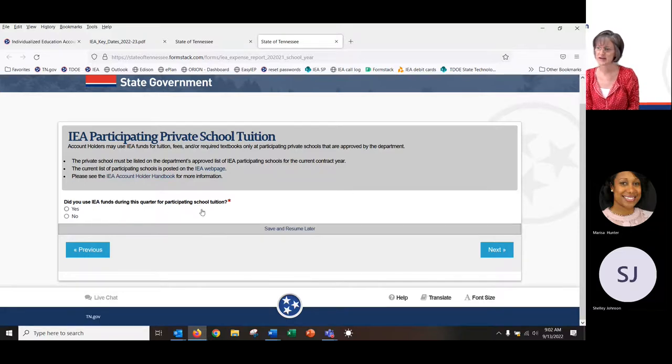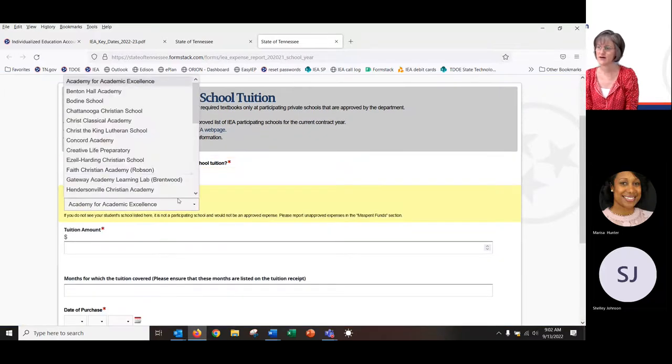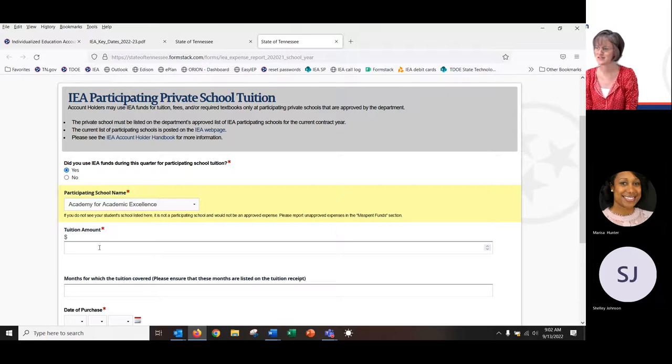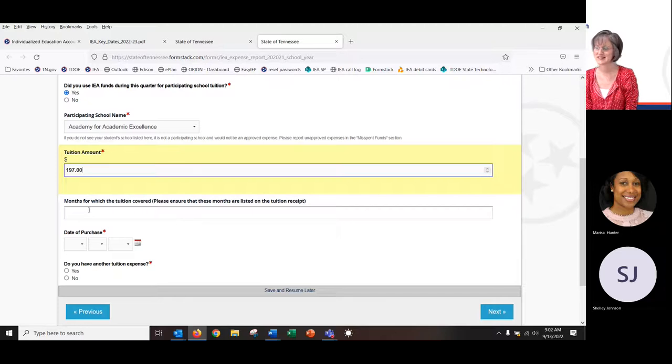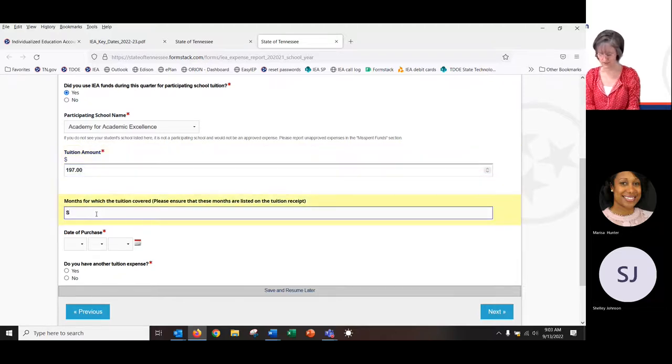So the first one is, did you spend money on tuition at a participating school? If your child goes to a school that IEA funds can't be used for, that's not what it's talking about. It's talking about whether you spent money at one of the participating schools with the IEA program. So I'm going to say yes, I did. You have a drop-down menu of all of the schools that participate with the IEA program. I'm just going to leave it on the first one and say that's where my child went. It didn't cost me much this time, so I'm just going to enter an amount. Then it asks what months that tuition covered. That was just for the month of September, and I paid for that on the 1st of September.